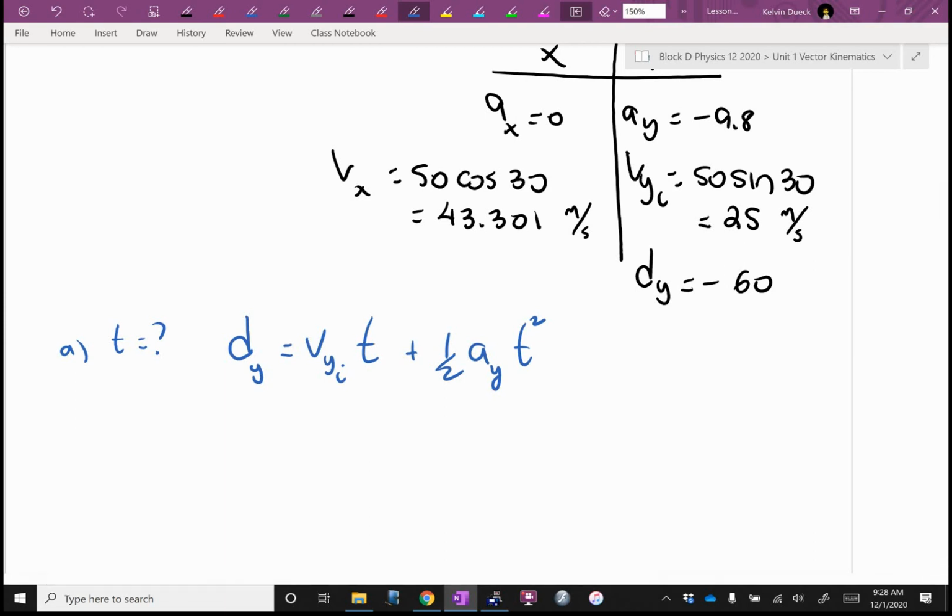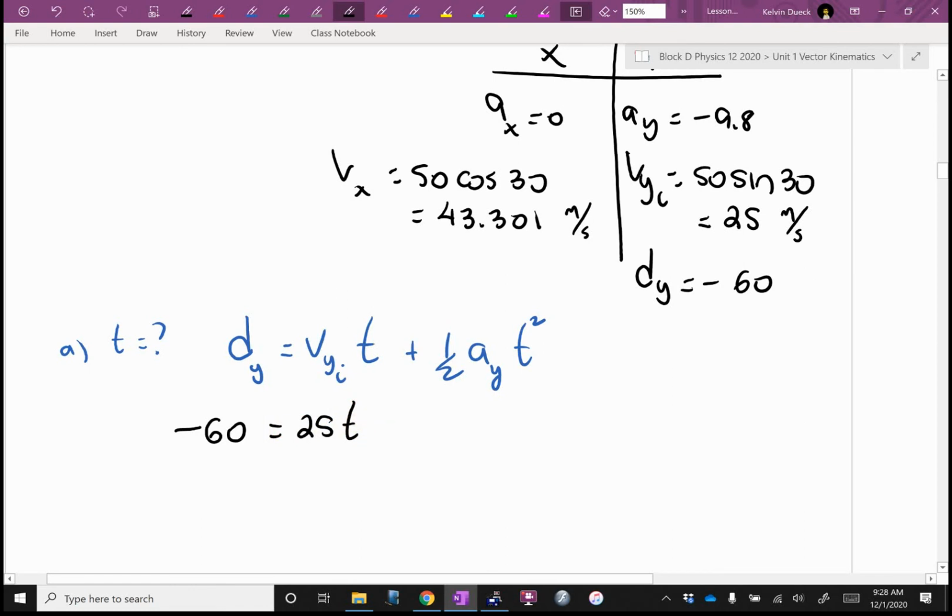Now, Connor, we did do this one last year and find t, but I either had to let ay be 0, or I had to let v initial be 0. Here, nothing's 0. Nothing's 0. Let's plug in the numbers. We get this. Negative 60 equals 25t.